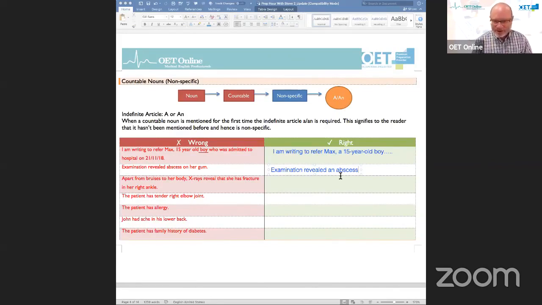All right. Now I'm going to go through and do these, and to speed the process along, just look at the sentences as you go, and if you can spot the errors on your screen, type in where you think the article belongs, and I'll type it up correctly for you. So you can look ahead at all of these ones. Apart from bruises to her body, so we're using plural bruises, apart from bruises to her body, X-ray revealed that she has fracture in her right joint. So where's the error there?